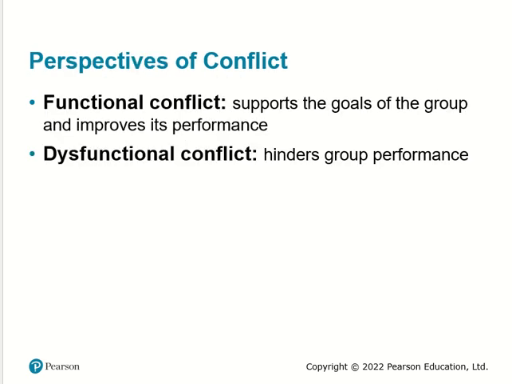Then, for further understanding, you need to know that the contemporary perspective classifies conflict based on its effect. So there are two types of conflict: functional conflict and dysfunctional conflict. Functional conflict refers to conflict that supports the goals of the group and improves performance. Dysfunctional conflict refers to conflict that hinders group performance. So a highly personal struggle for control that distracts from the task at hand in a team is referred to as dysfunctional conflict.